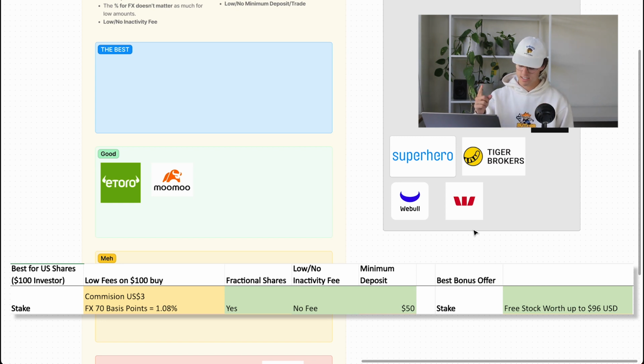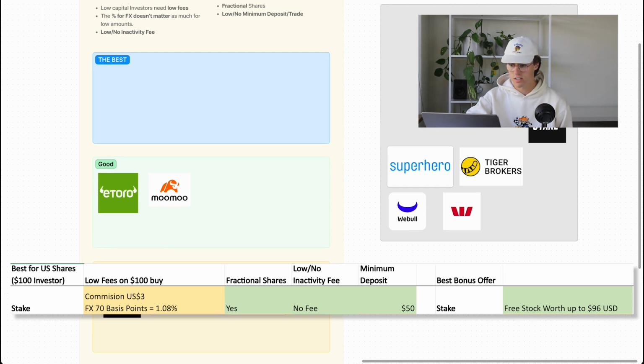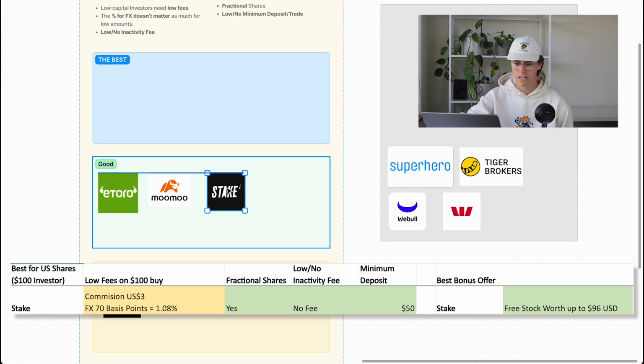Fractional shares, it does have. It doesn't have any inactivity fees, and the minimum deposit is $50. They also offer free stocks worth up to $100. So that also pushes it up to this good category.